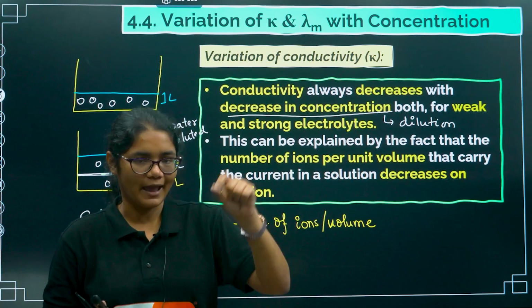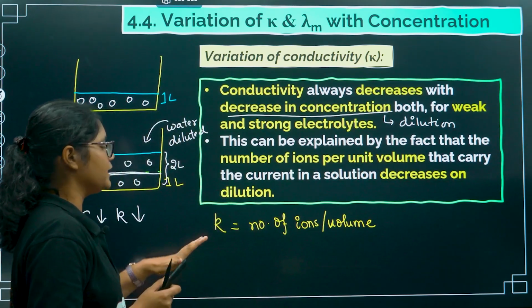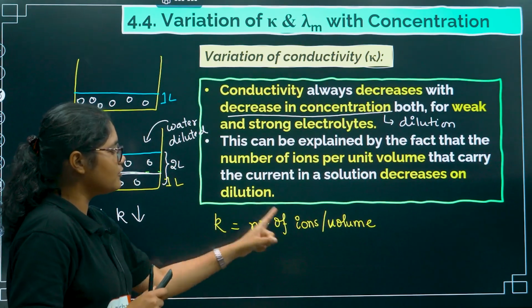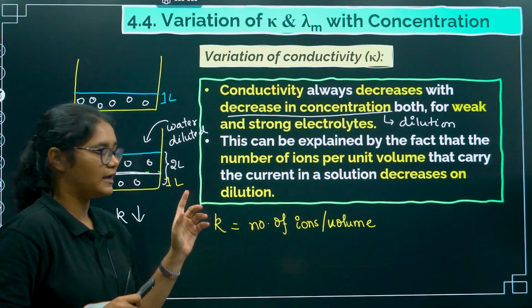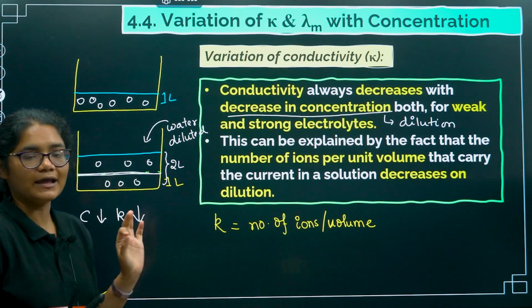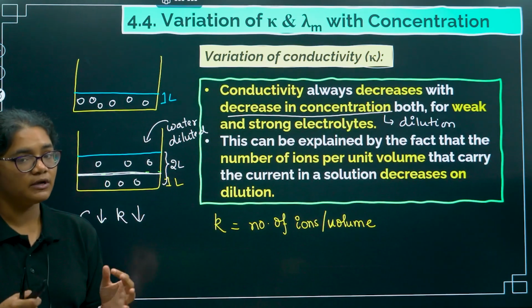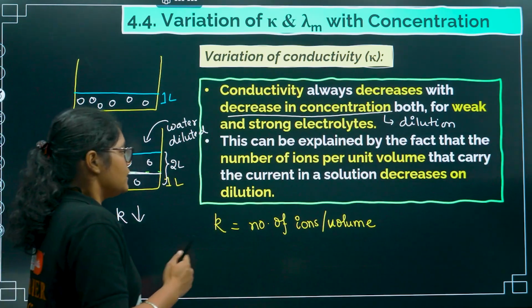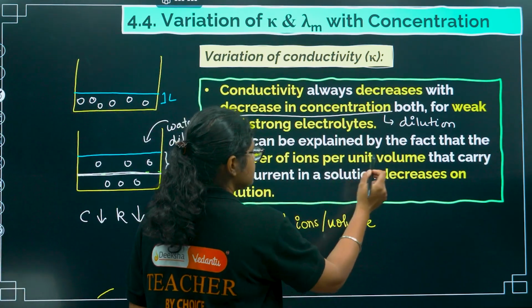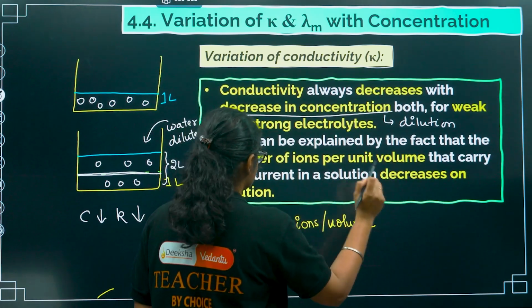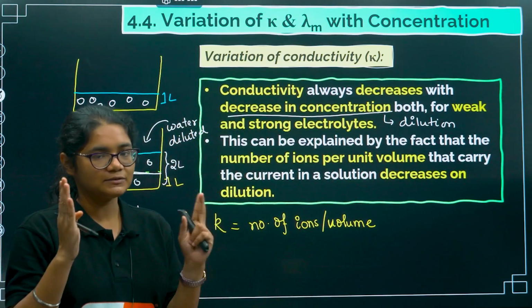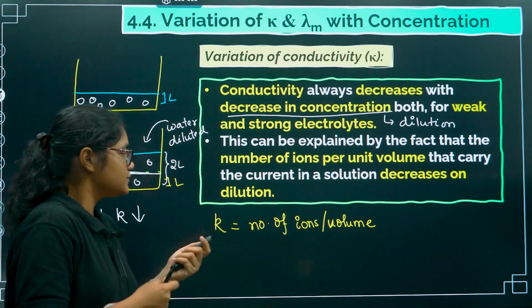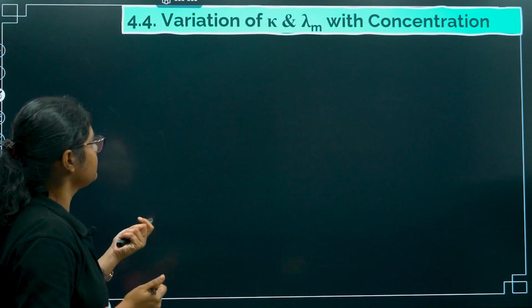And how to dilute it? By adding more water. So when you are diluting it, adding more water, or decreasing the concentration, the number of ions per unit volume also decreases. You can see per unit volume now only 3 ions are left. If the number of ions per unit volume decreases, then definitely conductivity will also decrease. Clear? This can be explained by the fact that the number of ions per unit volume that carry the current in a solution decreases on dilution. That is why kappa will also decrease.